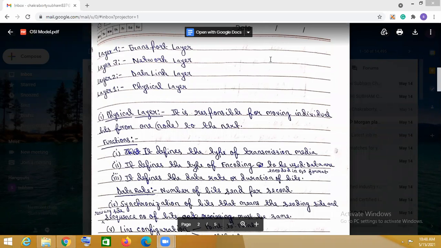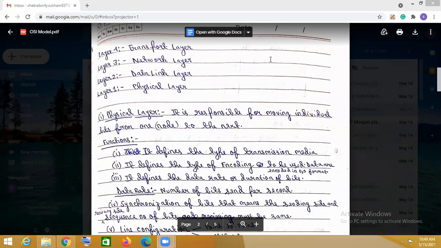Another function of the physical layer is the synchronization of bits. That means the sending side and the receiving side must have the same sequence number of bits. What we have seen in packet switching, that the sequence number should be the same. So the synchronization of bits means that the sequence number of bits at the sending side and the receiving side must be the same.